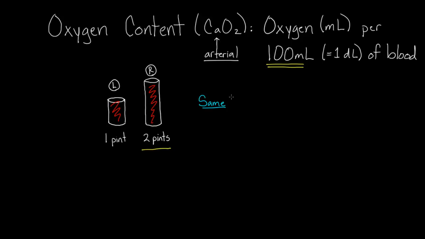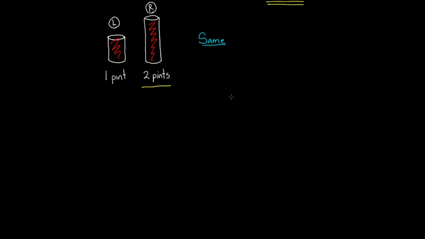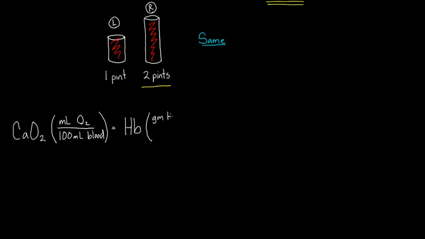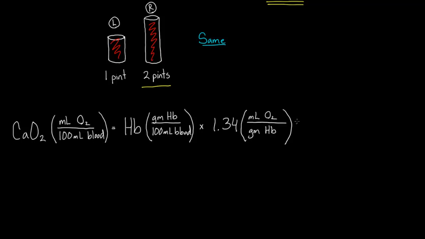Now let me jot down the exact equation, the formula. If you wanted to mathematically calculate oxygen content, how would that look? CaO2 is quicker to write, so let me jot that down. The units on this are milliliters of oxygen per 100 milliliters of blood. And this is going to equal, to figure this out, I need to know the hemoglobin concentration, the grams of hemoglobin per 100 milliliters of blood. Then I have to multiply this by a constant, 1.34. That number tells me the milliliters of oxygen that I can expect to bind for each gram of hemoglobin.